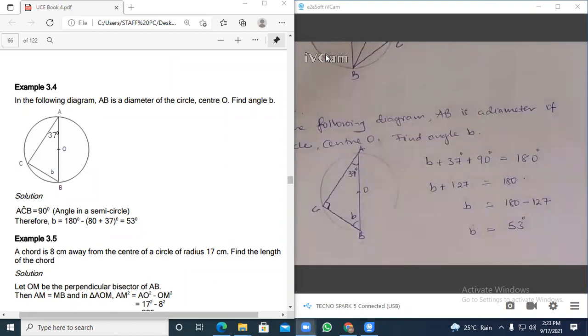So that is the first property that you should know: the angle in a semicircle is always 90 degrees. Always 90 degrees. All right.